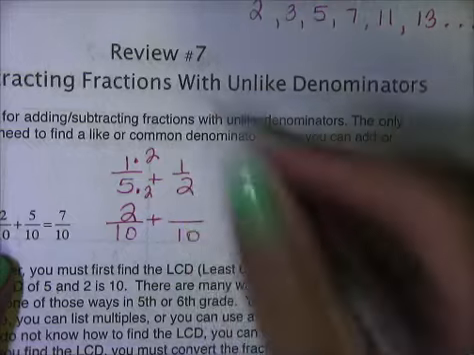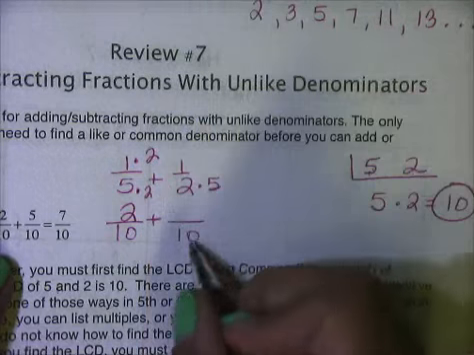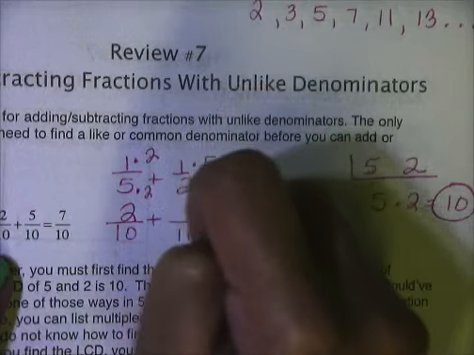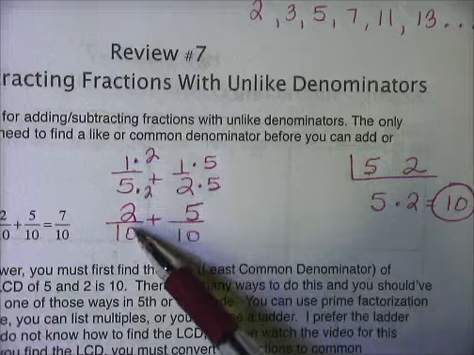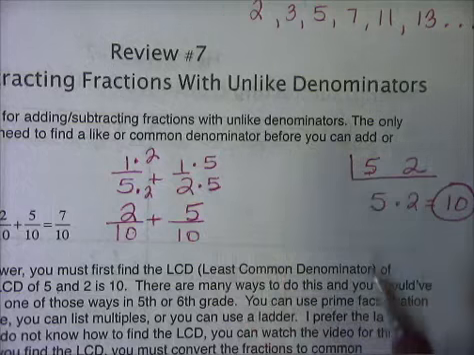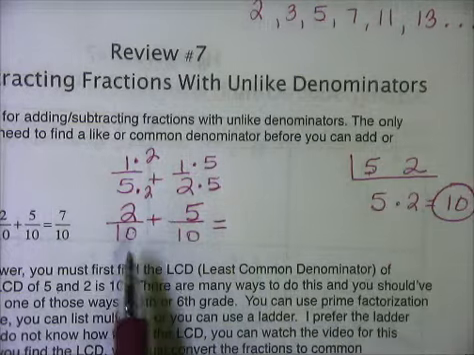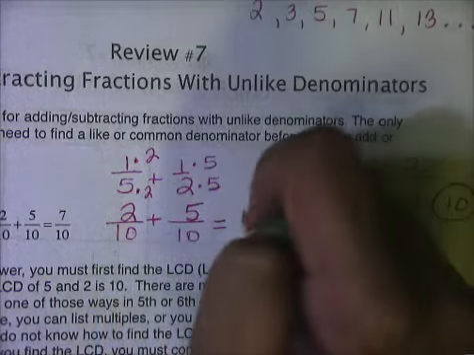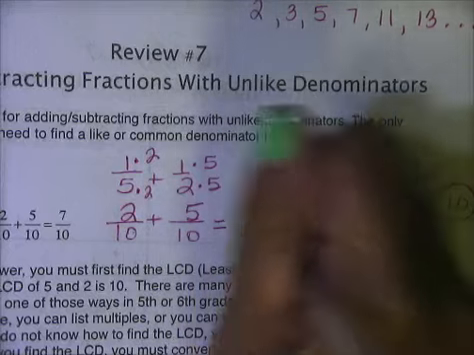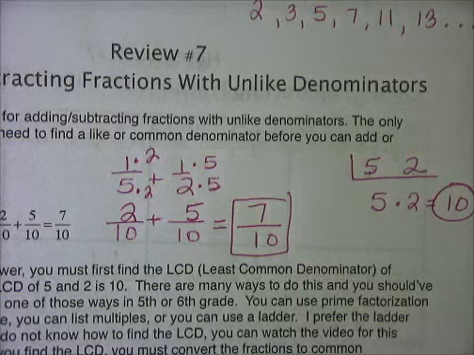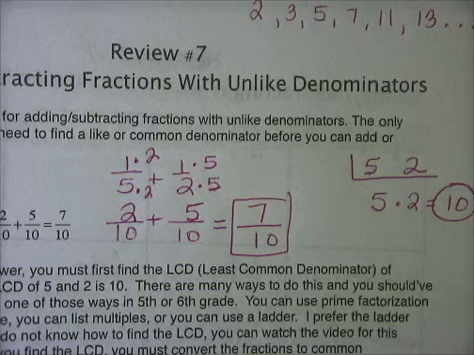Same thing with 1/2. We take 2 times 5 to get 10, so we have to multiply our numerator also by 5. 1 times 5 is 5. So actually 1/5 and 2/10 are equivalent fractions, and 1/2 and 5/10 are equivalent fractions. But now that they have common denominators, we're going to follow the same rules we learned in review number 6. We add the numerators, so 2 plus 5 is 7, and the denominator stays the same. So we get 7/10. We would also want to consider whether we need to simplify, but in this case it is in simplest form, so we don't need to simplify this fraction.